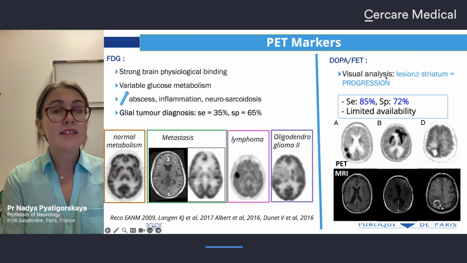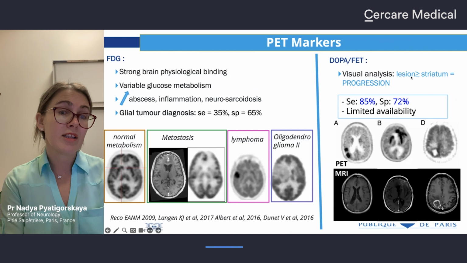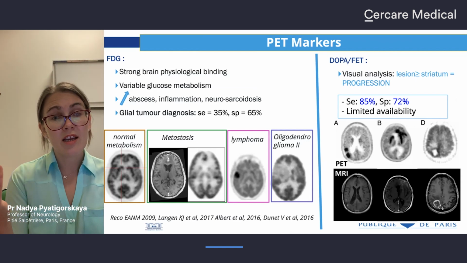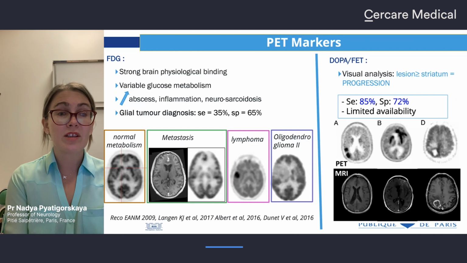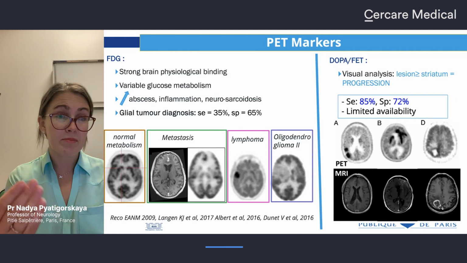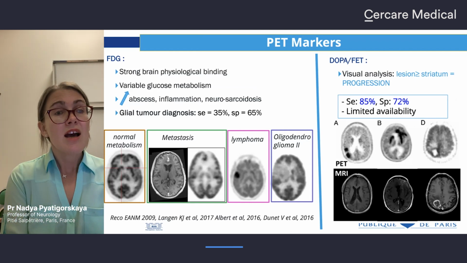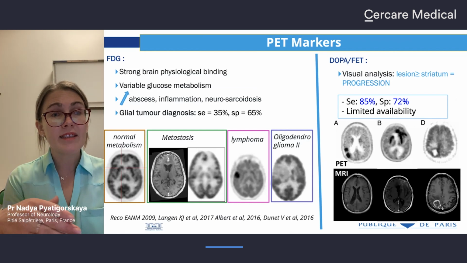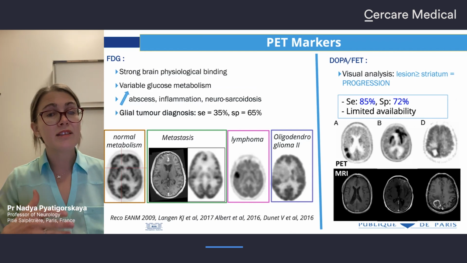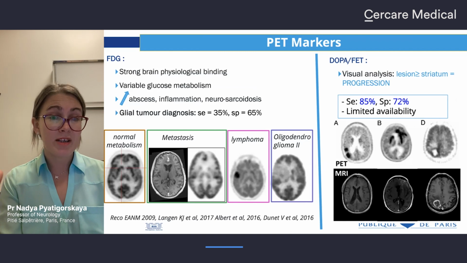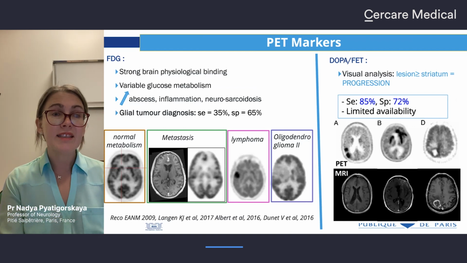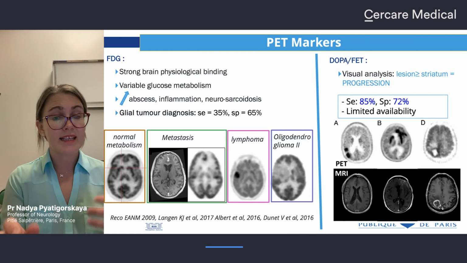The idea is that using visual analysis, we will compare the lesion to striatum. We can also do the measurements. And then if the lesion burden is higher than the one of striatum, we will conclude that it's probably a progression. The problem is that, of course, the lesions that are close to striatum, but also overall the sensibility and specificity remain still imperfect, and these markers are quite expensive and the availability is limited.